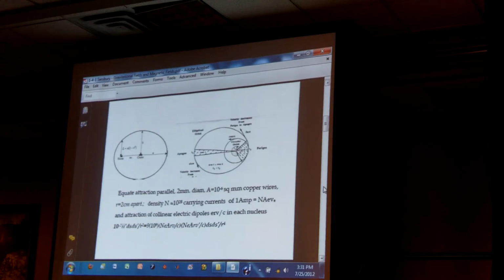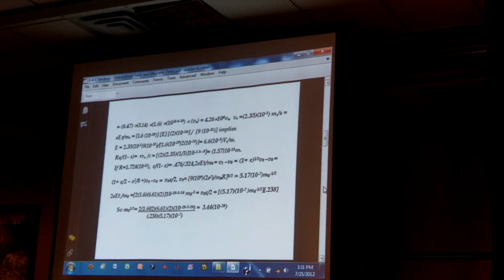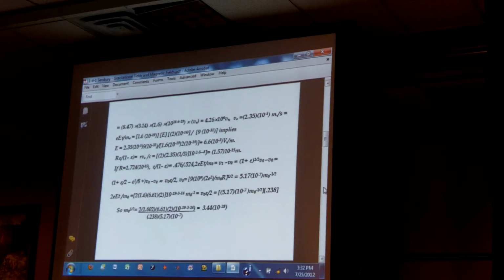On the next slide, we show that with a 1 amp current, nAev is the current, and okay, so that's clear. Now the numbers are over here. So everything cancels except this, and then we can solve this.